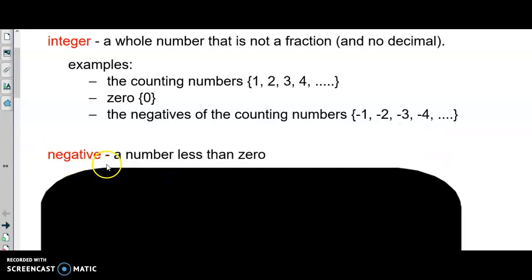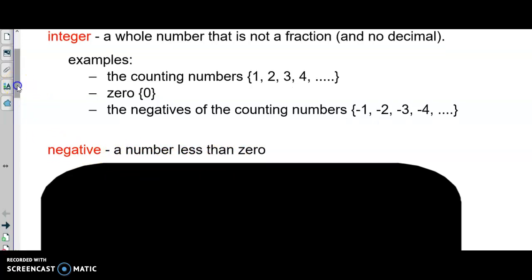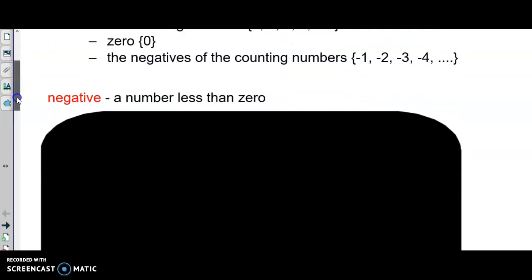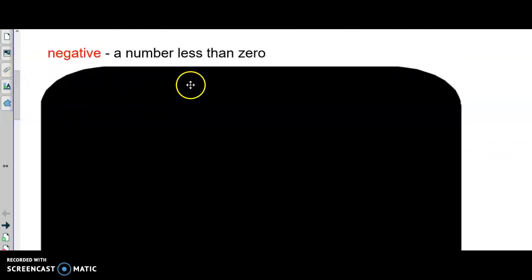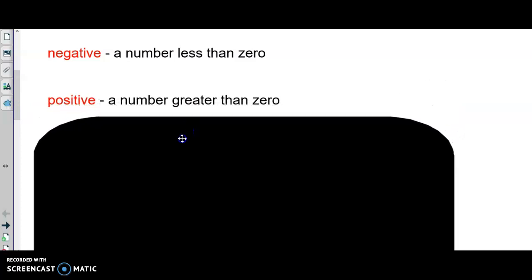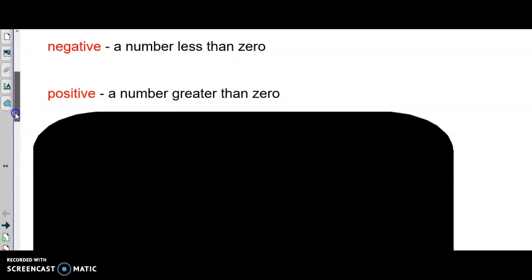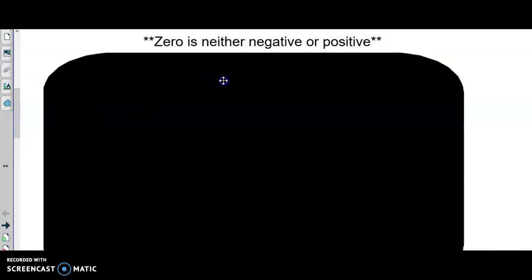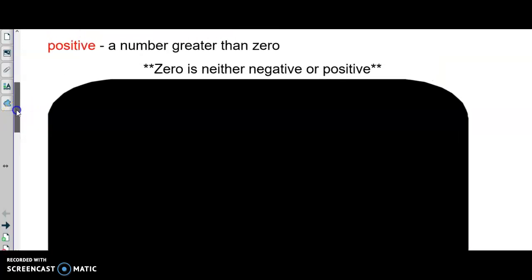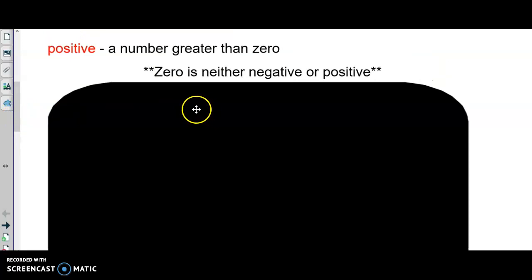A negative number or a negative integer is a number less than 0. Therefore, a positive integer is a number greater than 0. Zero is neither negative or positive. So 0 is unique in that feature that it's neither negative or positive.